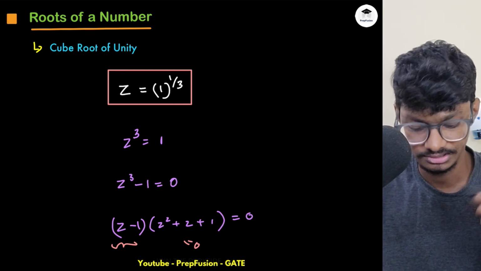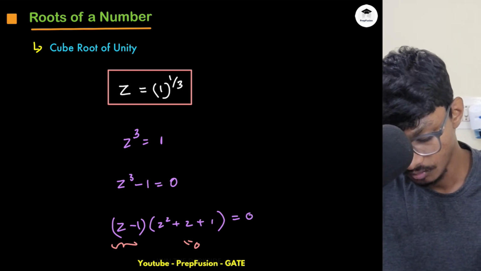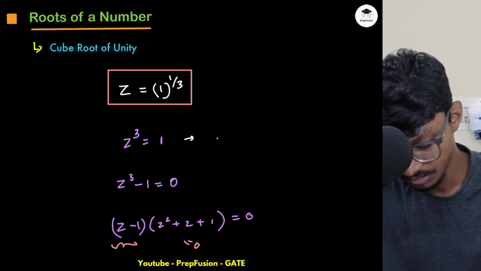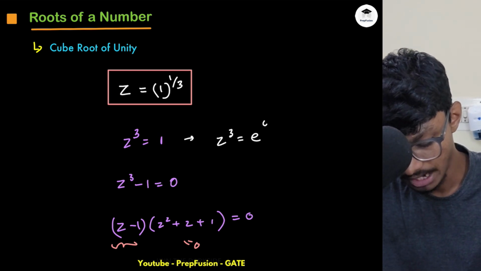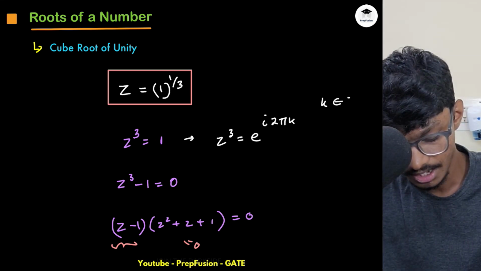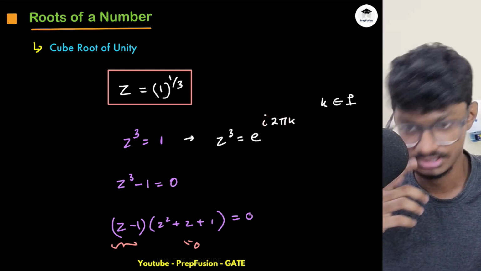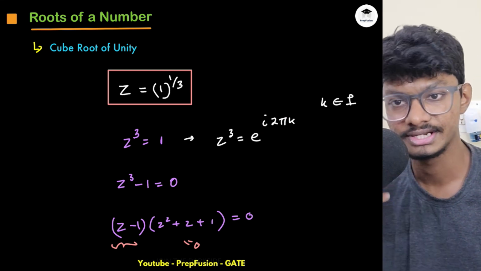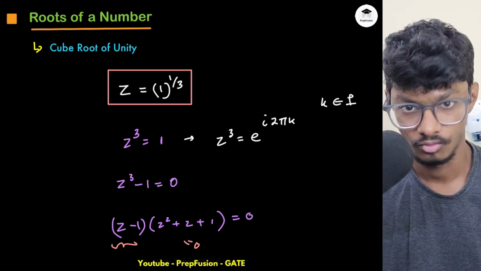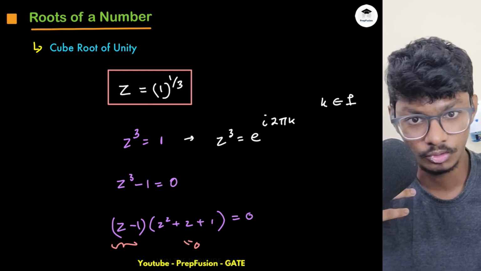Another important point: if you don't want to do it like this, you can replace your 1. z cube equals e raised to power i 2 pi k, where k is any integer. What is happening? If k is 0, it is e raised to power 0, which is 1. If k is 1, it is e raised to power i 2 pi, which is again 1. If k is 2, it is e raised to power i 4 pi, which is again 1, and it goes on like that.